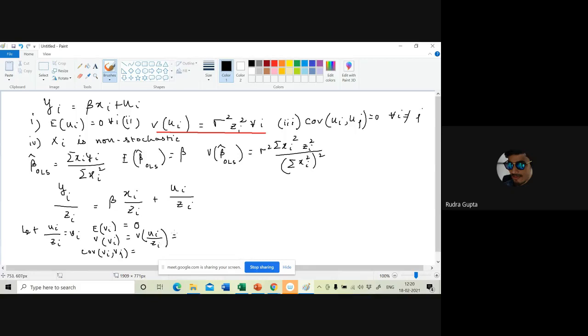So this will be 1 by Zi squared into the variance of Ui. One by Zi squared, variance of Ui. Okay. So Vi is homoscedastic.